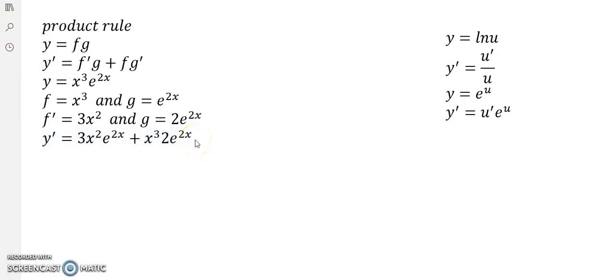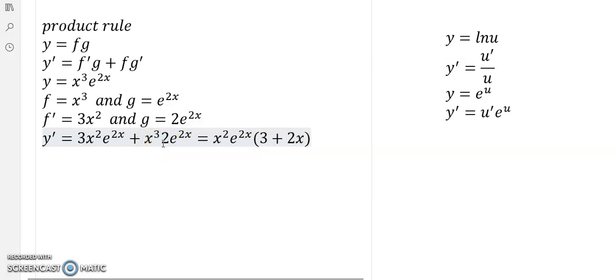We can factor out x squared and e to the power 2x. Then we're gonna get x squared e to the power 2x. Inside the parenthesis, we're gonna get 3 plus, here we will be left with x and 2. Then we're gonna get 2x, just like that.